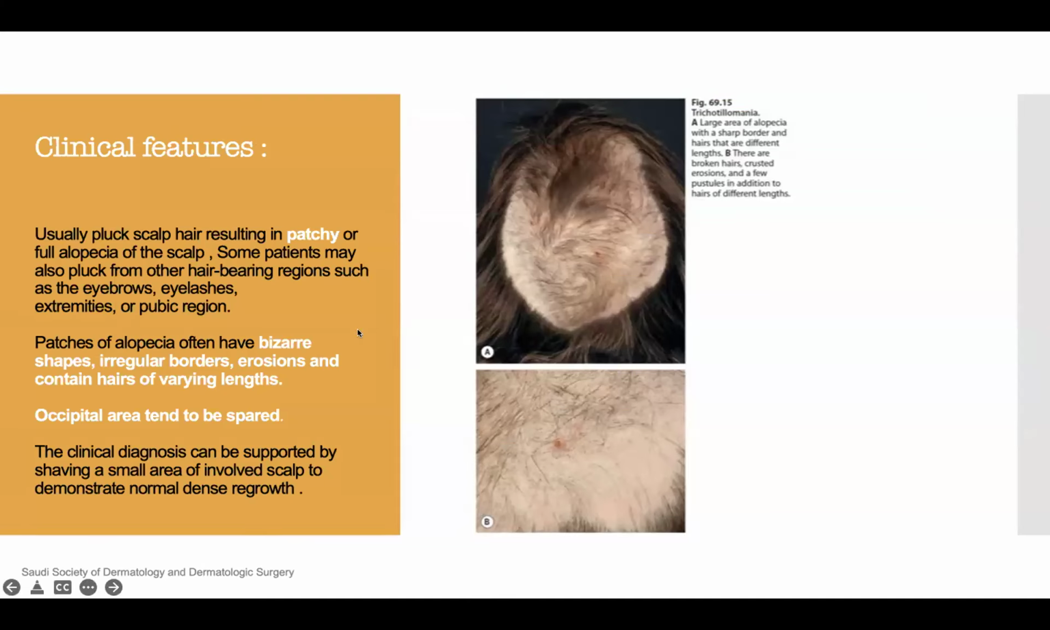Clinical feature is very important. Usually, we notice broken scalp hair resulting in patchy areas of alopecia with different hair lengths. Some patients may also have trichotillomania not only in the scalp, but also in the eyebrows, eyelashes, extremities, and pubic region. As we can see, it has an irregular border. Some erosions and crusting can also be found, and again, hair of varying lengths. In most of the patients, the occipital part tends to be spared.